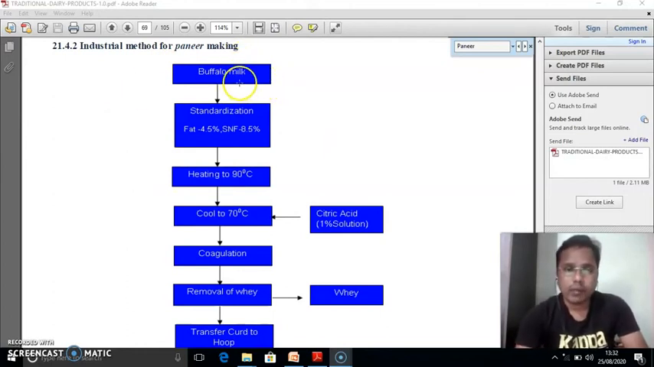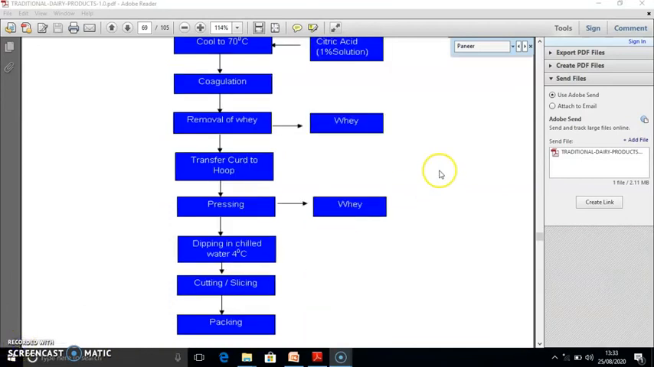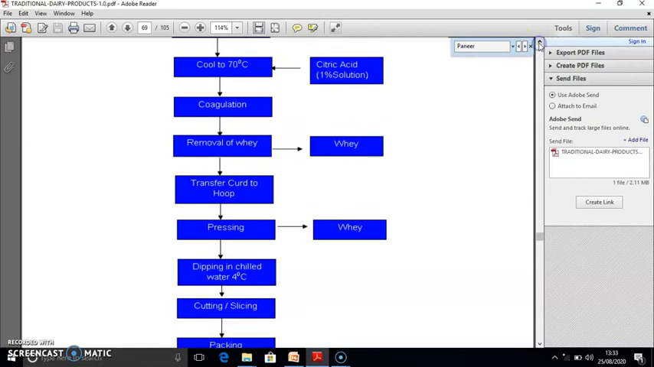Let's say buffalo milk, standardization, heating to 90 degrees Celsius, cool to 70 degrees Celsius, then coagulation, removal of whey, transfer curd to hoop, then pressing, dipping in chilled water, cutting and slicing, packing and marketing. So all these are the points which are considered in the industrial method of paneer making.